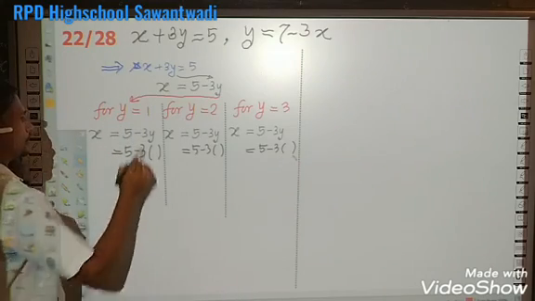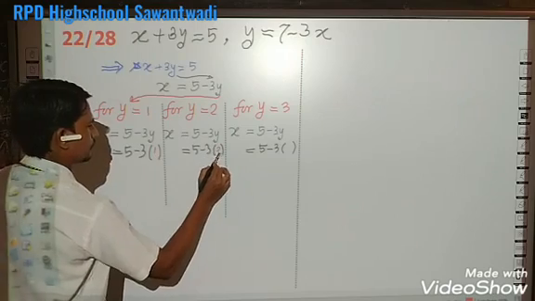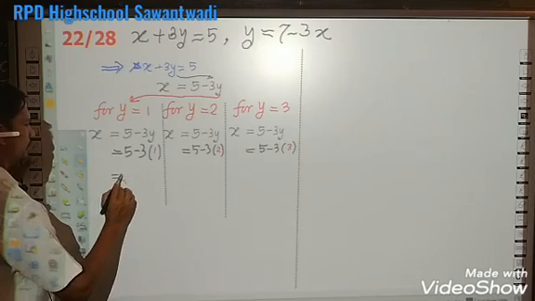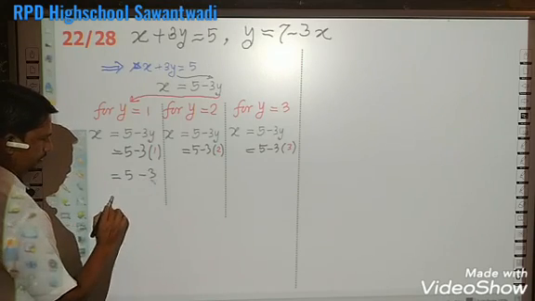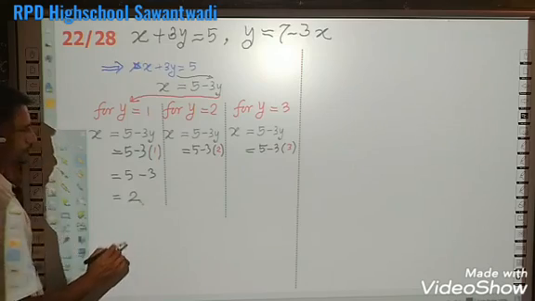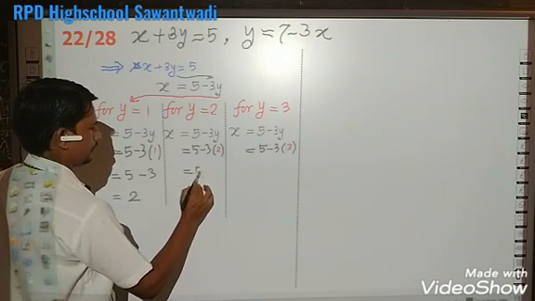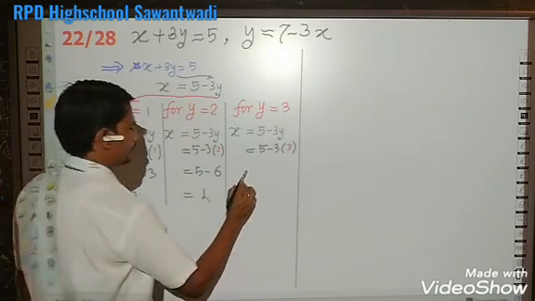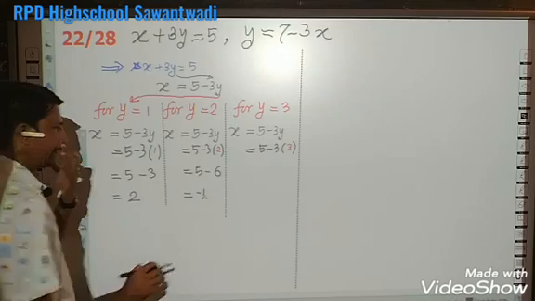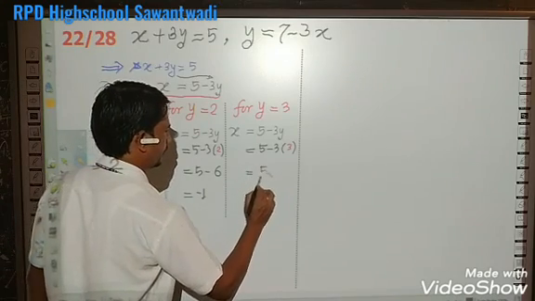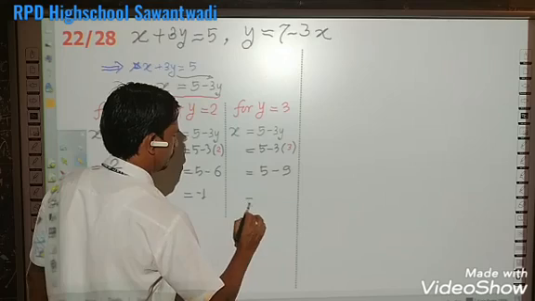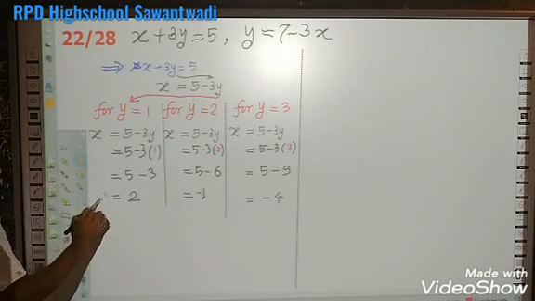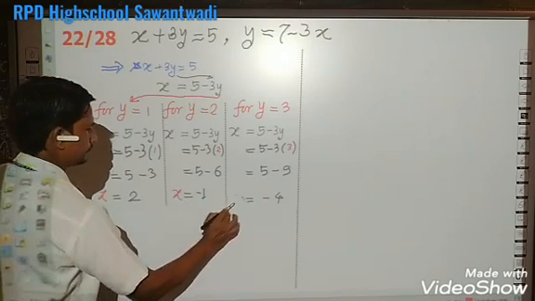What is the first value we consider here? 1. Here we consider 2, and y is equal to 3. Now what I am getting: 5 minus 3 is equal to 2. Here 5 minus 6 is equal to, sorry, negative 1. And here 5 minus 9, which will give you negative 4. So now see carefully, I received the value of x here.